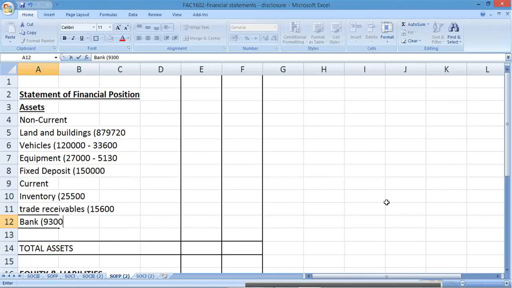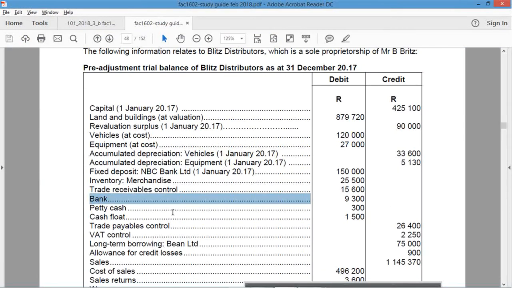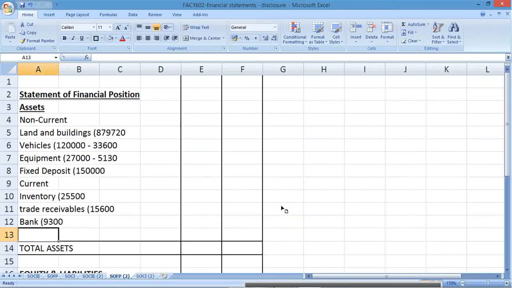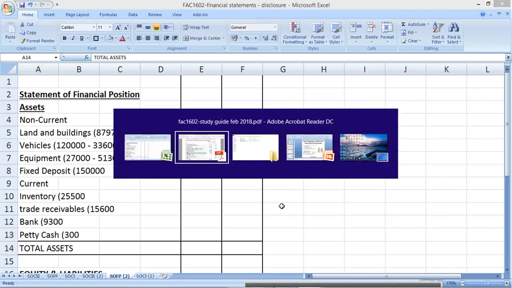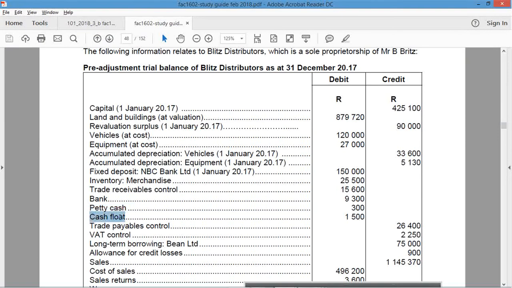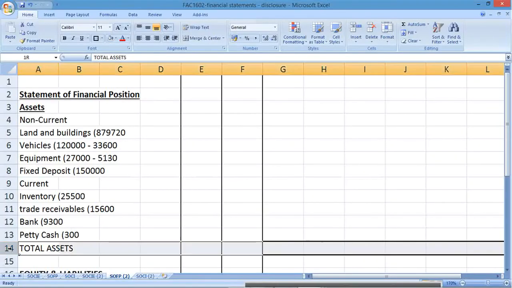Petty cash is a current asset. That is 300. Cash float, isn't it also like petty cash? So it's also going to be a current asset. Okay, good.